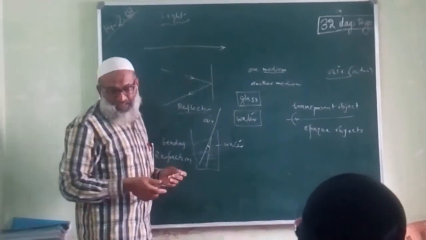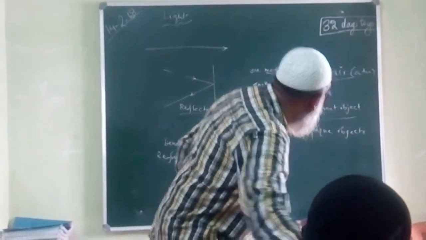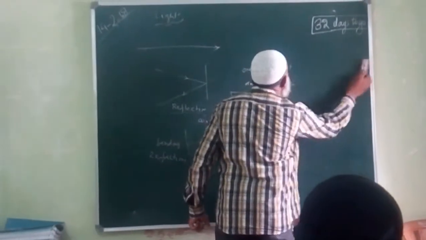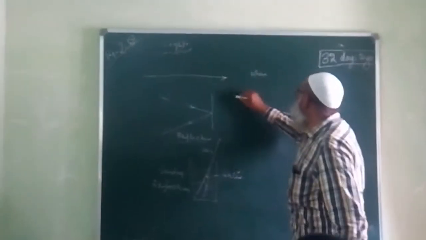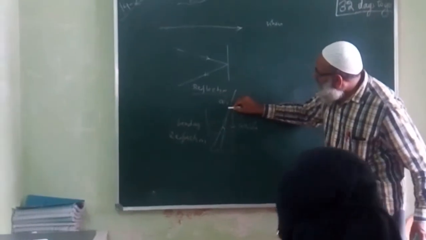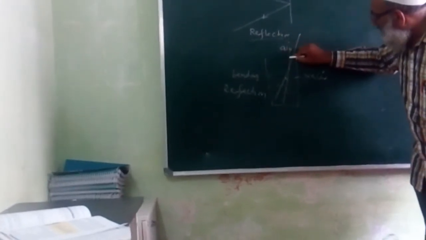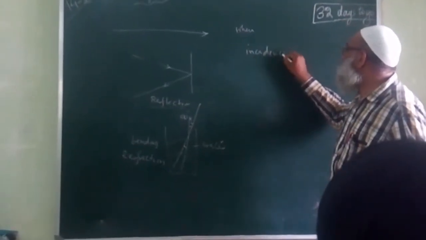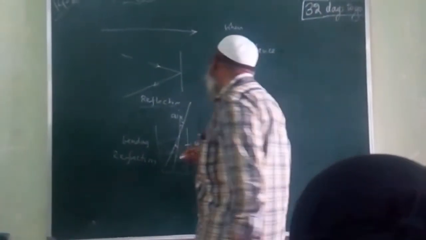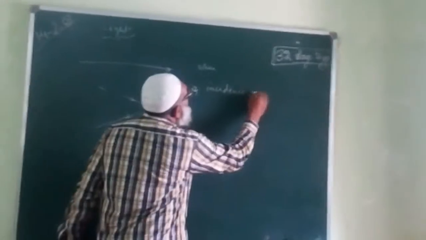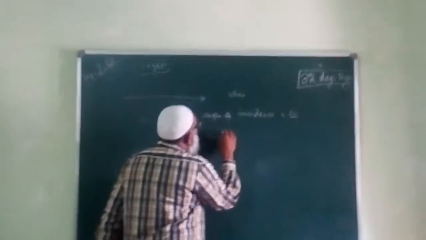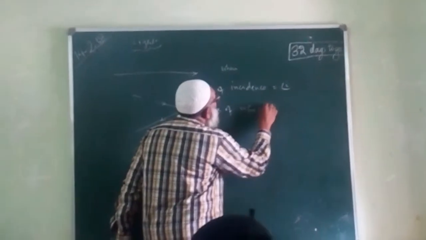Refraction is given by a formula, when light passes from one medium to another. For example, this we call air, and this we call water. Here we have two angles. One is the angle of incidence, and another is the angle of refraction. Whichever is the angle I, and another is the angle of refraction.